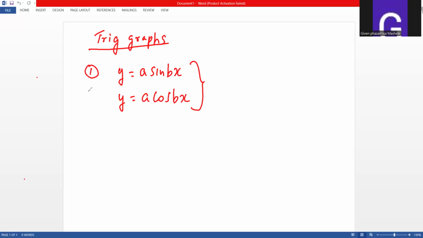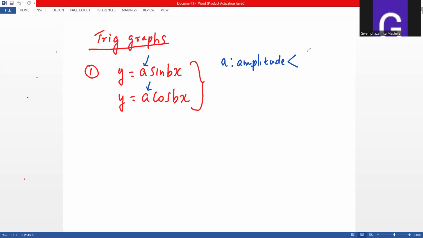In our trigonometric function for sine and cos, we have the coefficient of sine or the coefficient of cos, which we call the a. This a, on both sine and cos, is called the amplitude. This amplitude is there to tell us about the maximum value or the minimum value of the function.